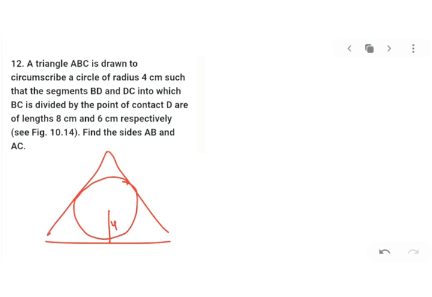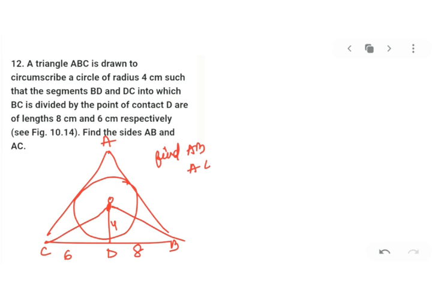Such that the segment BD and DC, so this is A, B, C, and this is D. Such that BD and DC, into which BC is divided by the point of contact D, are of length 8 and 6. So this is your 8, this is your 6. Okay, now you have to find AB and AC. Shall we begin? Okay, shall we join? This is a center. I'll prefer joining these all. So I'll name this as O.